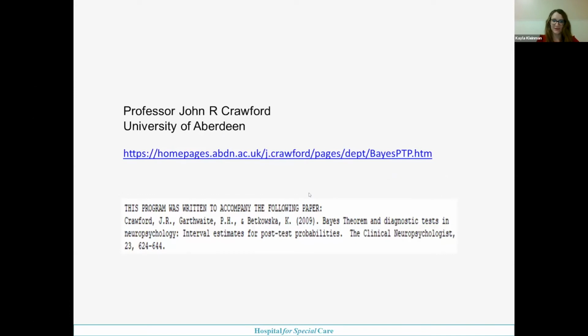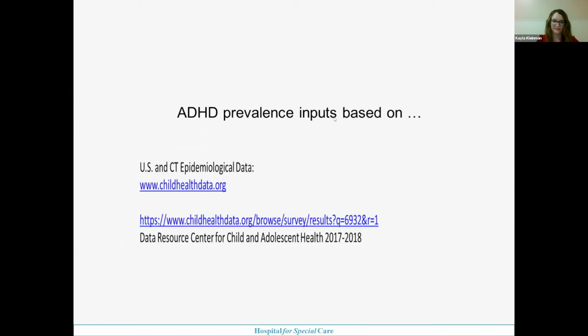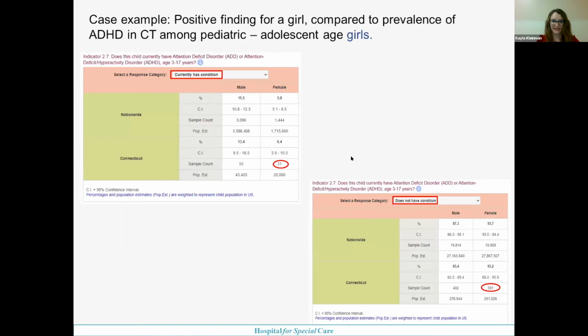So again, the software that we're using in this example comes from Professor John Crawford. And the ADHD prevalence inputs are epidemiological. So we're looking to find the post-test point probability of a girl in Connecticut having ADHD given what we're just going to call a positive test finding on the Connors measures.